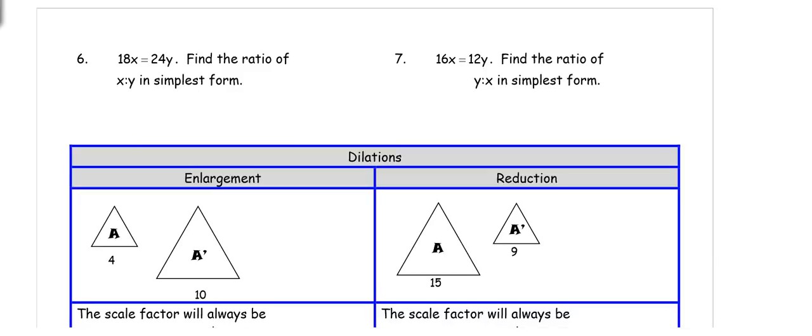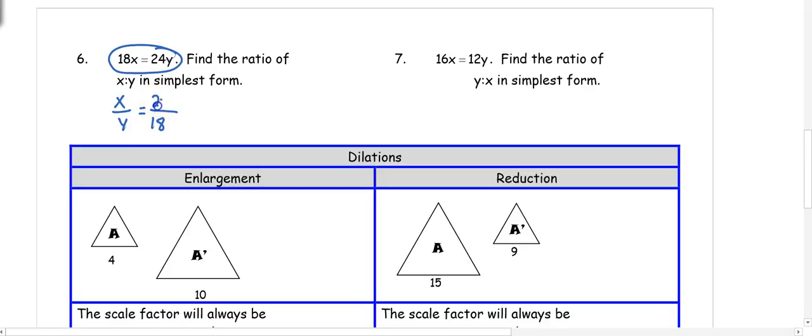So now working backwards for 6 and 7, they're giving us the cross product, and we need to find the ratio of x to y in the simplest form. So when we have x over y, we want to figure out what I would cross multiply with to get here. So when I have x on top, I need to know what x is going to multiply with to get 18x, which is 18, and y is 24. So the coefficients of the variables are going to switch from the top or the bottom of the fraction based on where the x and y are. And then I can reduce this by dividing both of them by 6, so we get 4/3.